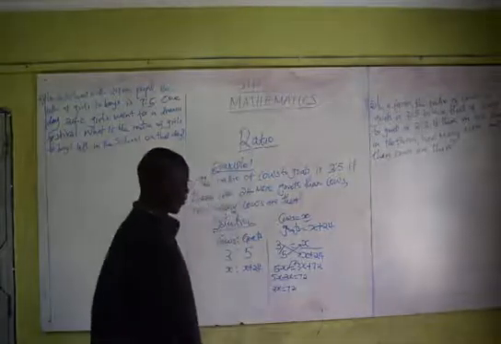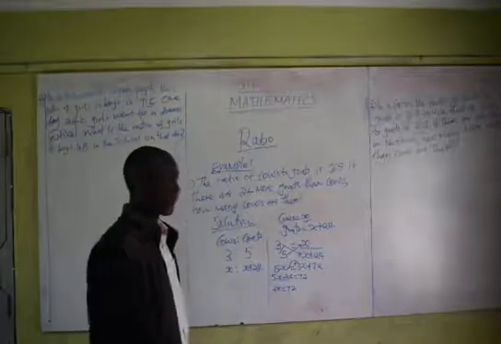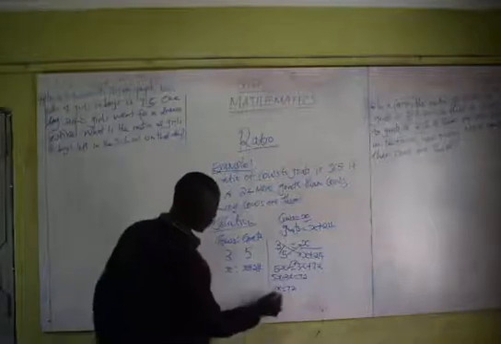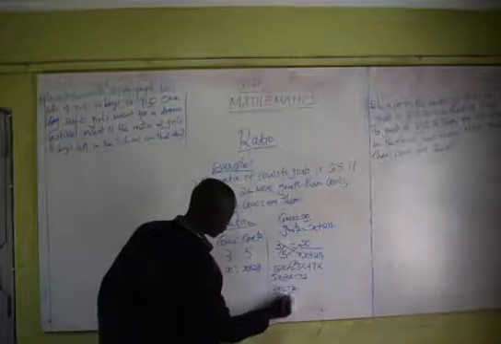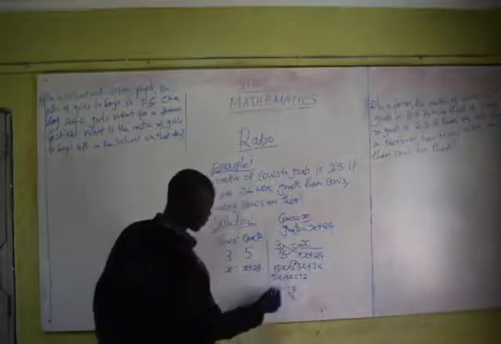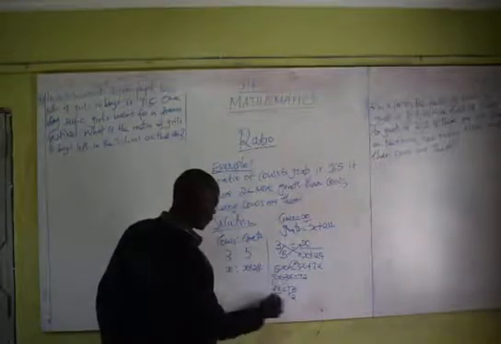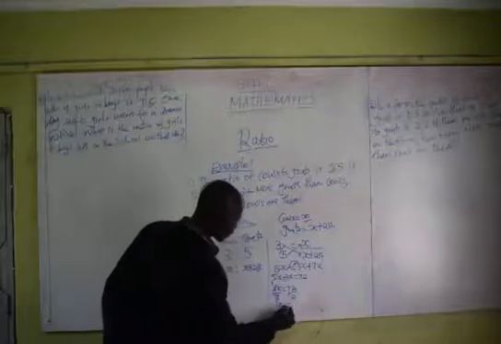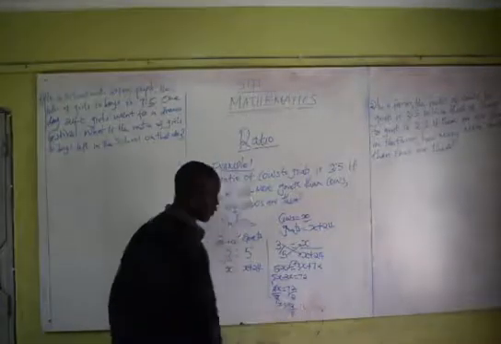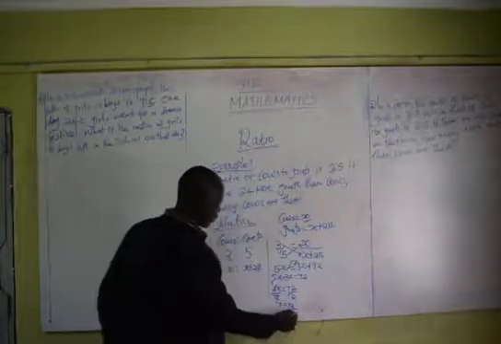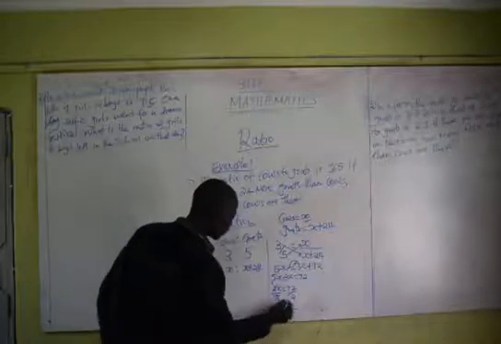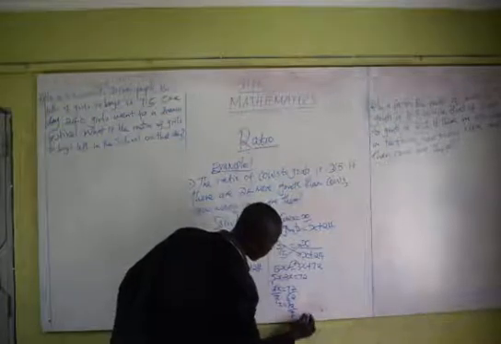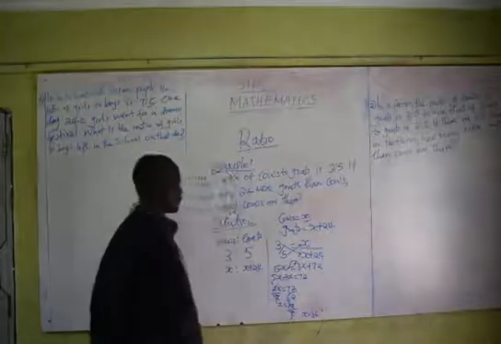Now what are we supposed to do to get the exact value of x? Very good, we divide both sides by 2. So you divide here by 2, and you also divide here by 2. So we have x is equal to 72 divided by 2. 2 into 72 is 36. So the value of x is equal to 36.